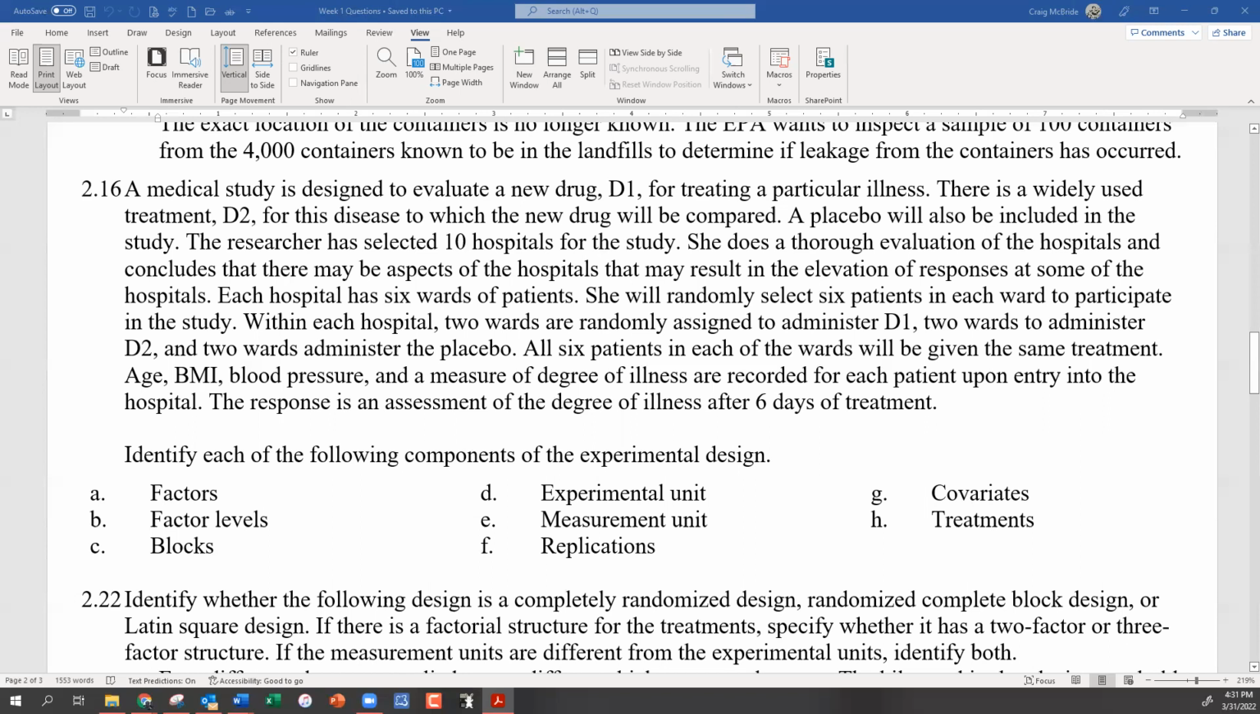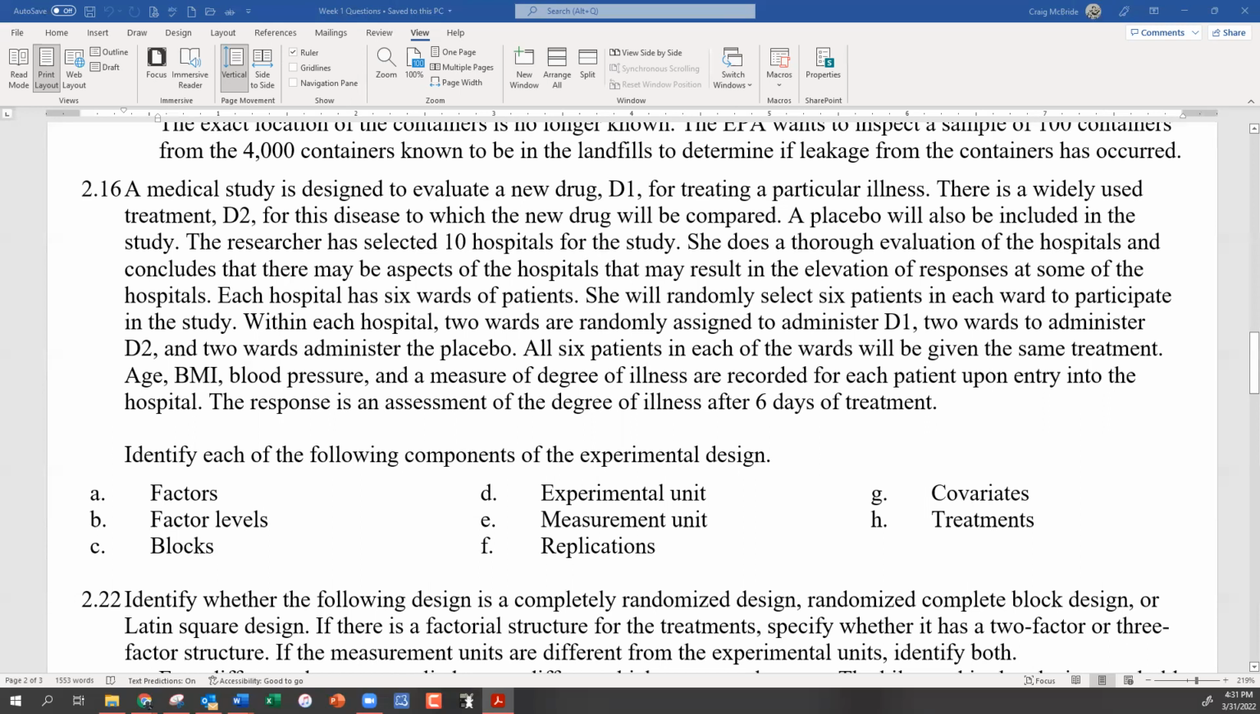And then what would be the experimental units? Now remember, the experimental units are the things on which we take the measurement of our response variable. So what do you think the experimental units are? The amount of drugs? Well, they're all getting the same amount of drugs, and the response variable that we're measuring is how sick they are. What are we measuring that on? The patients themselves. The patients themselves, exactly. So the patients themselves become the experimental units.